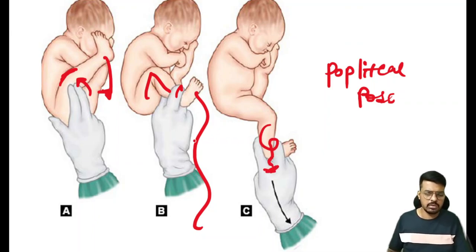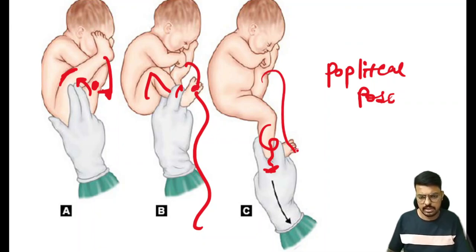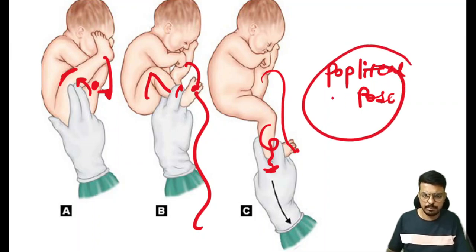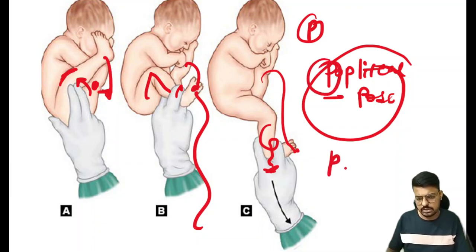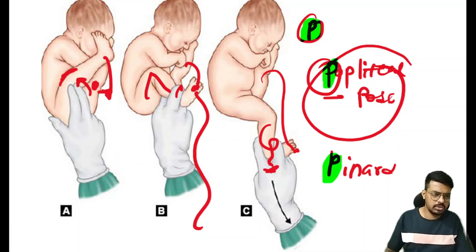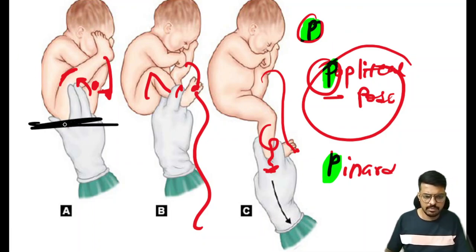Again, for the next leg, I put pressure on the popliteal fossa, hold the leg, and deliver the leg the same way. I am putting pressure on the popliteal fossa. We call this the Pinard maneuver. How to remember? Pressure in the popliteal fossa is called the Pinard maneuver. This is used to deliver the frank breech.